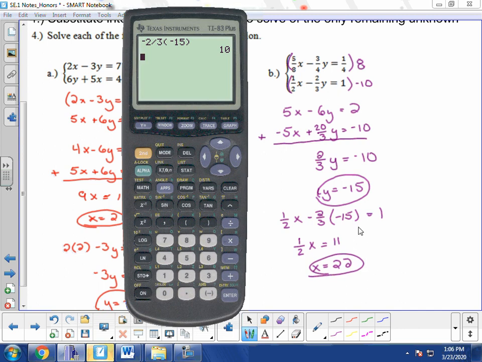Again, let's check this. Let's make sure this is accurate. So 5/8 times 22 minus 3/4 times -15 equals 25. So here, I must have made an error. Let's see if we can find that error.